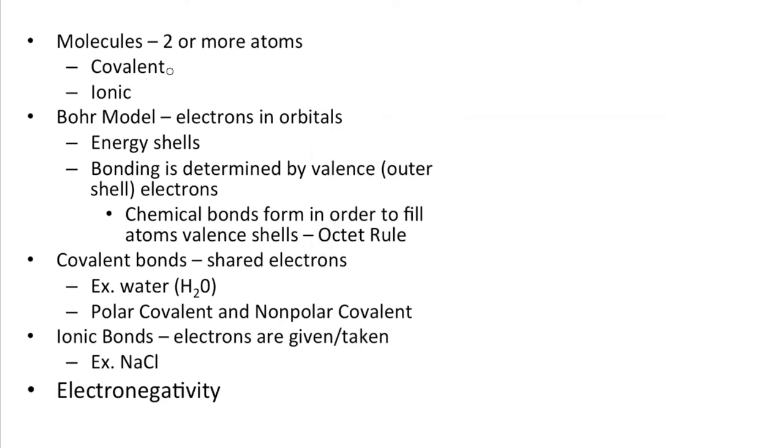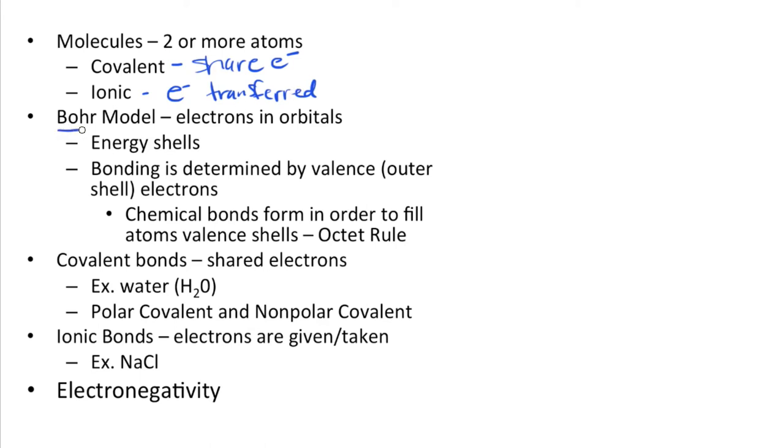is when atoms are going to share electrons. And ionic bonding is when the electrons are actually getting transferred. So one atom is giving an electron or more to another atom. We'll talk more about why atoms would share or transfer electrons in just a little bit.